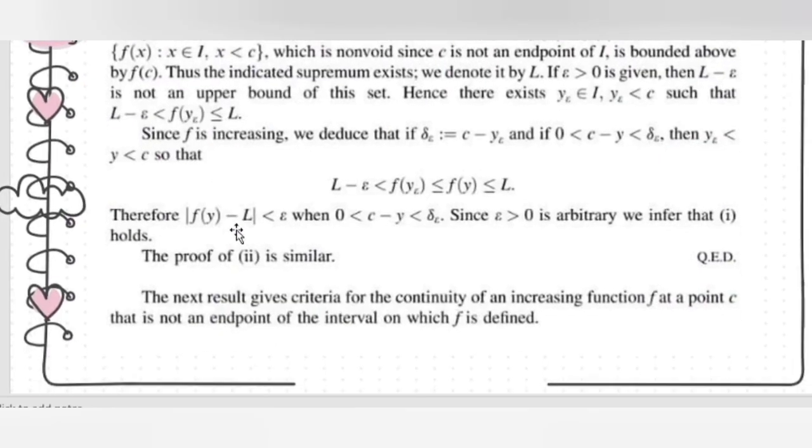So therefore, the absolute value of f(y) − L is less than ε when 0 < c − y < δ_ε. Since ε > 0 is arbitrary, we infer that statement one holds. The proof of number two is similar.